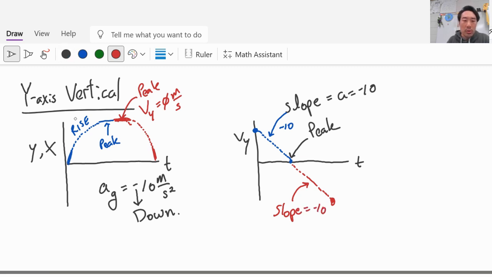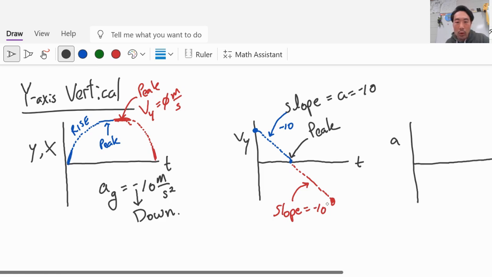So if we go from this position time graph to this velocity time graph, the final graph is one we haven't seen before, an acceleration time graph. We know that the acceleration is a constant negative 10, so it would look like this. This is going to be the negative 10.